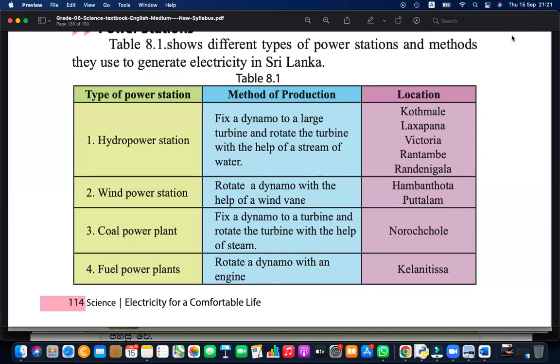Right? So they are using fixed large dynamos connected to large turbines, and rotate the turbine with the help of a stream of water. Actually speaking, I recently got to know, but I don't know the actual truth of this statement, that this does not truly depend on hydropower. There was a statement that for the initial rotation, there is a requirement of fuel. I'm not sure whether this is true or false.